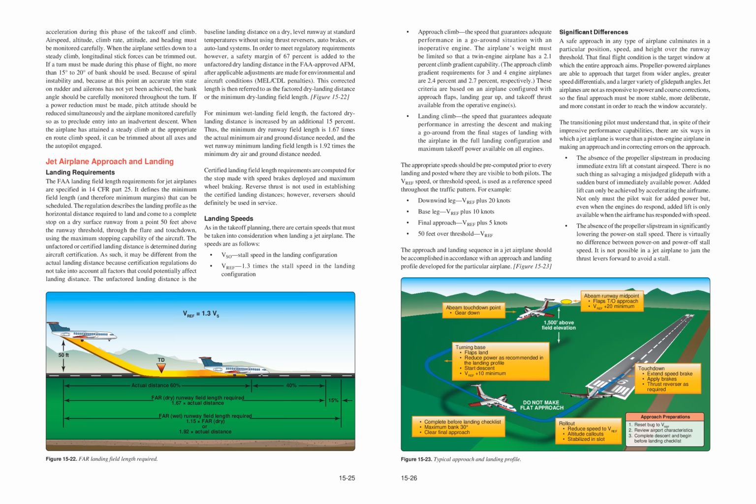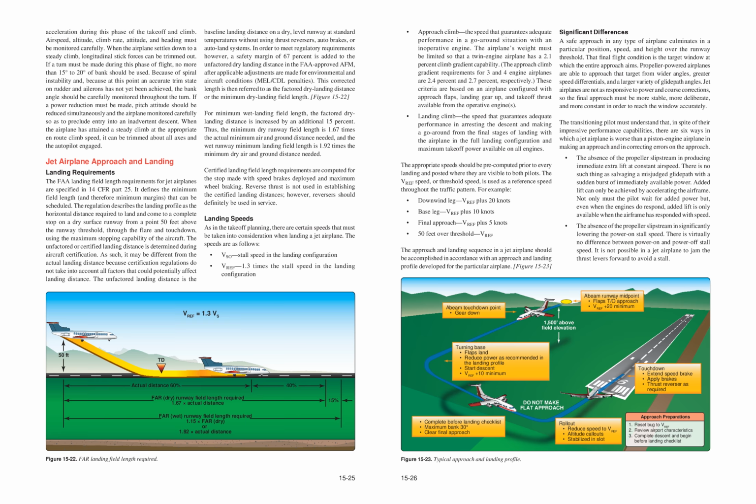The unfactored or certified landing distance is determined during aircraft certification. As such, it may be different from the actual landing distance because certification regulations do not take into account all factors that could potentially affect landing distance. The unfactored landing distance is the baseline landing distance on a dry, level runway at standard temperatures without using thrust reversers, auto brakes, or auto-land systems.